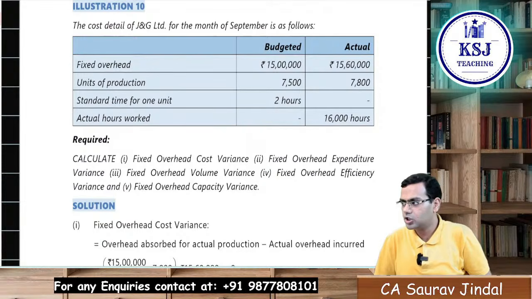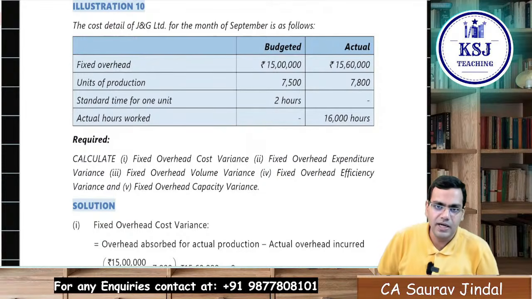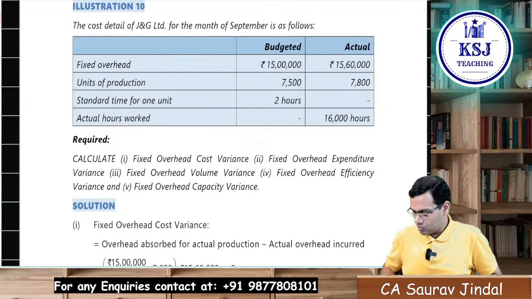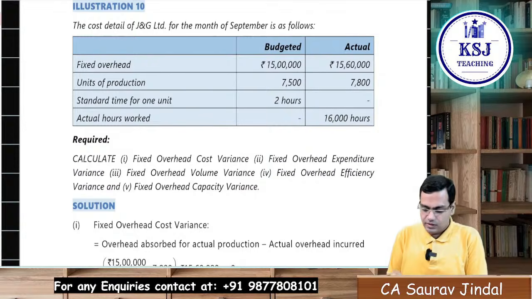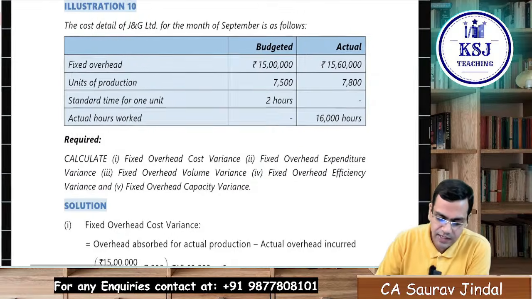Got it now? Chalo. Let's come to illustration number 10 now. This is on the fixed overhead variances. Might be the last illustration. I want to keep this class short today, right? I have to go somewhere, so I'll be keeping it a little short. Illustration number 10 on the fixed overhead variances.